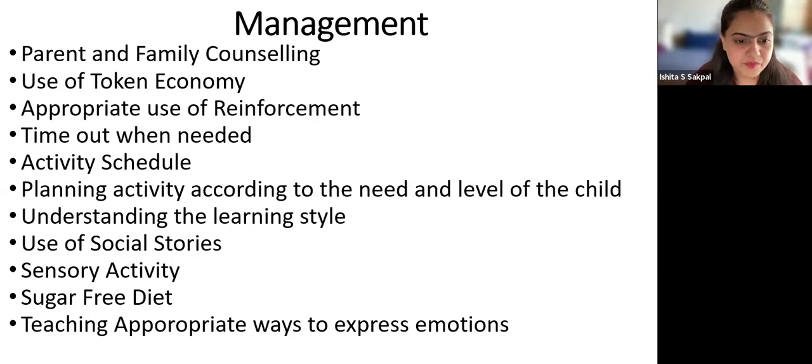Lots of sensory activities need to be included in the activity so that the sensory needs of the child are catered to and there are fewer behavior issues and a good attention span, and sitting tolerance is increased. A sugar-free diet needs to be mentioned so that whatever diet or tiffin is sent to the school follows proper diets, with medication provided by the psychiatrist.